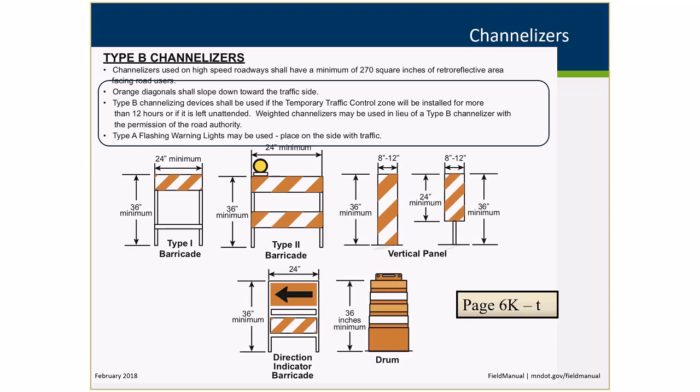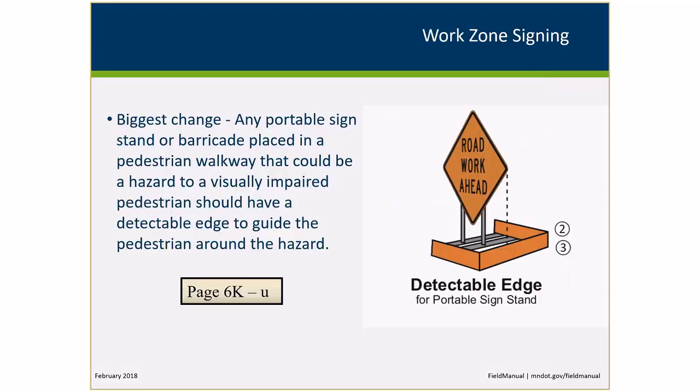So type 3 channelizers have the 3 boards with the orange diagonals on them, and you can only cover a certain percentage of them with other signs such as road closed or detours or things like that. And there's criteria that's listed on that page that was not on that page before either. Just wanted to bring that up too.